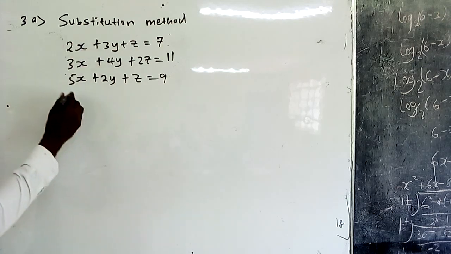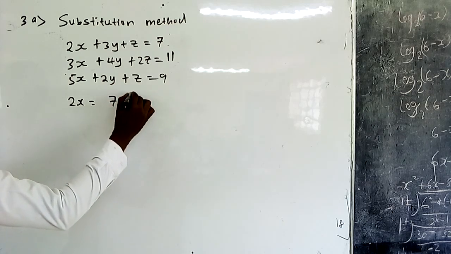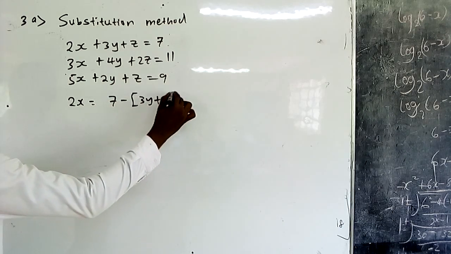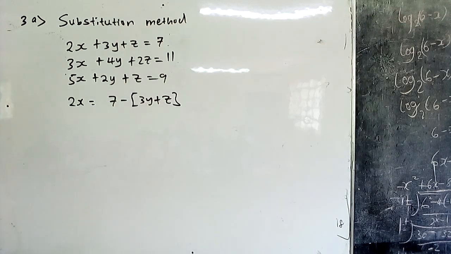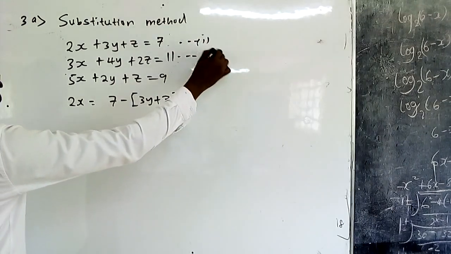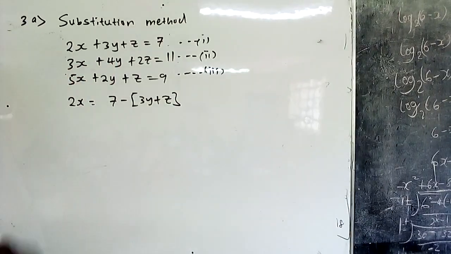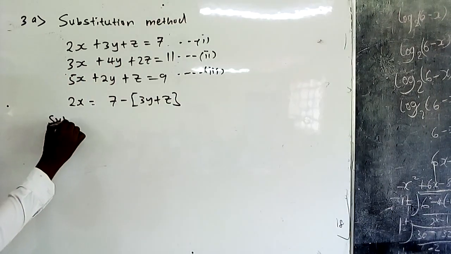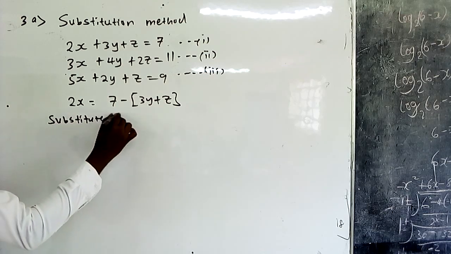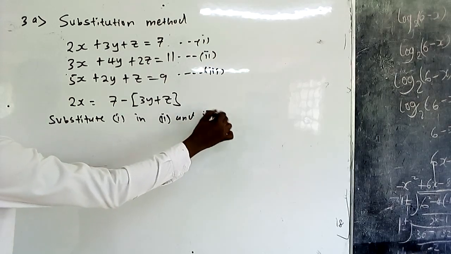So in the first equation, we have 2x equals 7 minus 3y plus z, isn't it? That is 2x. So you now use this, you substitute in. This is equation 1, this is equation 2, this is equation 3. So you substitute equation 1 in equations 2 and 3. Are you seeing that?